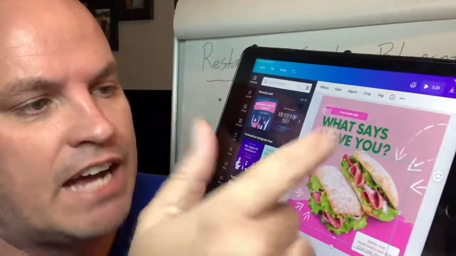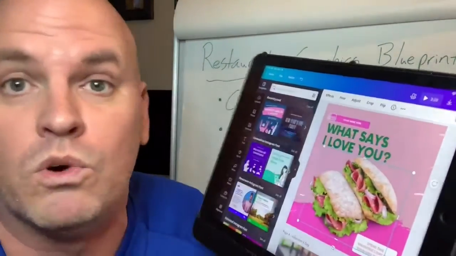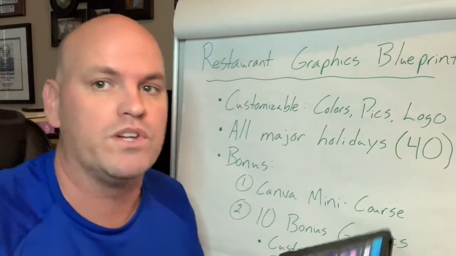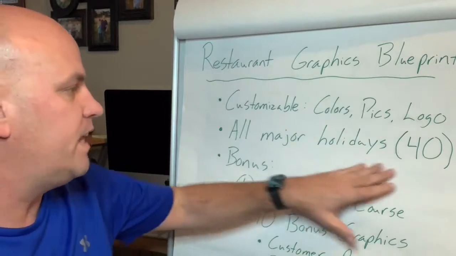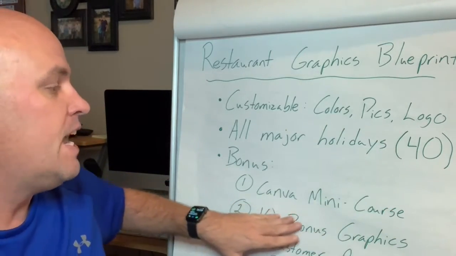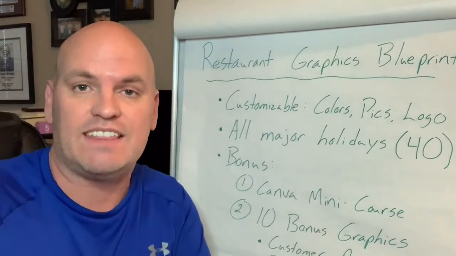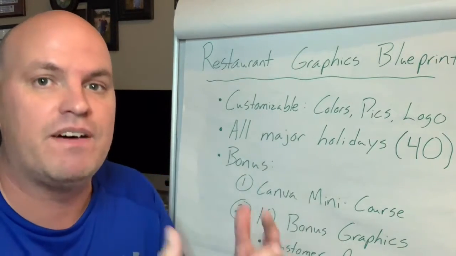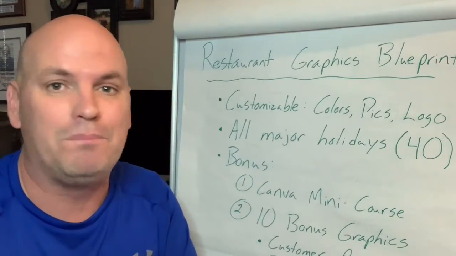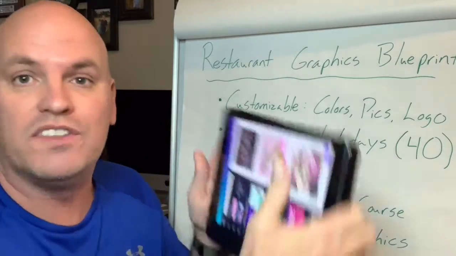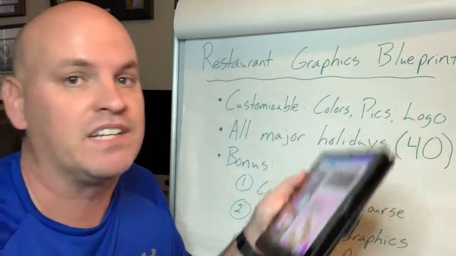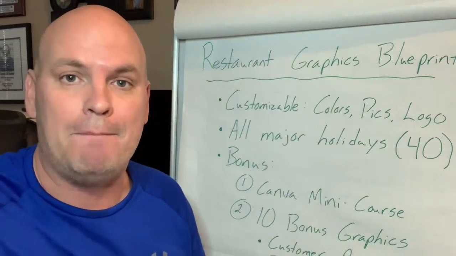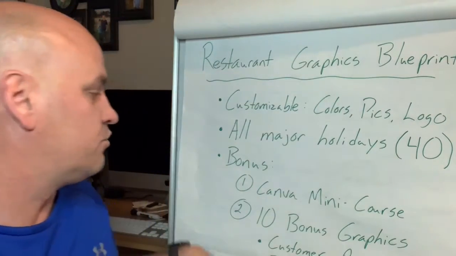You can change out these photos. You can change out the words. It is customizable for your restaurant. So this blueprint includes all major holidays. We have 40 of them. And also, to help you take things to the next level, I have a Canva Mini-Course. And that's going to help you learn how to do all these things that I'm showing you in here and more, so you can take these graphics and change them up and make them yours for your restaurant.